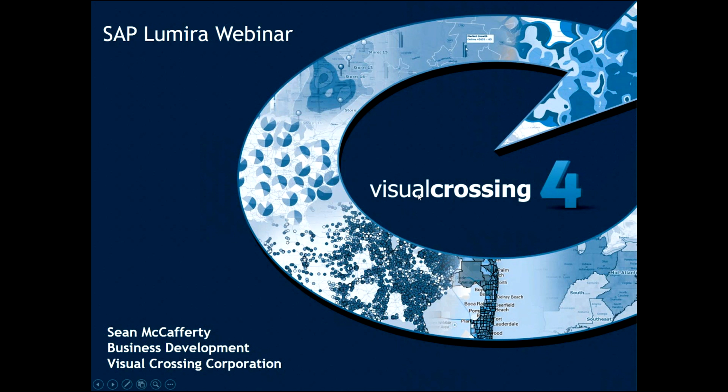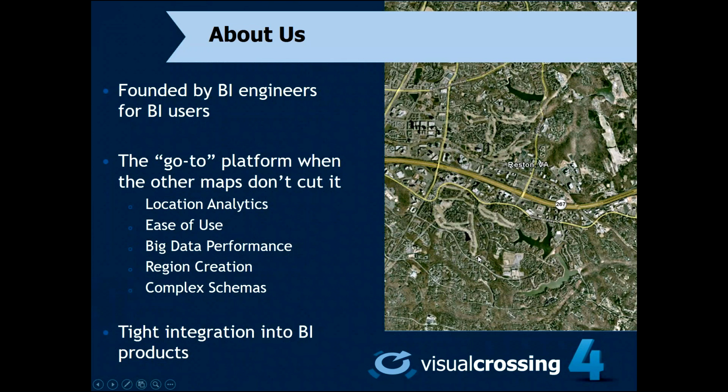All right, we're going to go ahead and get started here. Visual Crossing was founded by BI engineers to create the ideal map solution for BI users. We've been working in the BI space since 2003, and there's a lot that goes into making a map solution that works well with just BI, and that's a big differentiator for us from what you typically see with other solutions that are kind of loosely connected to other vendors like Esri and a few others.